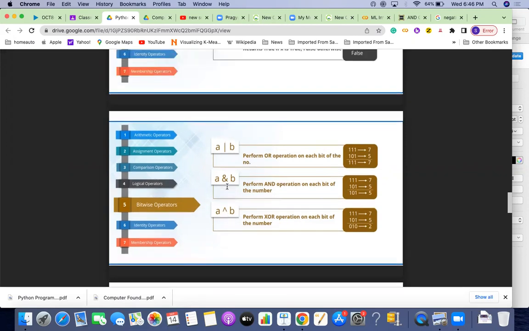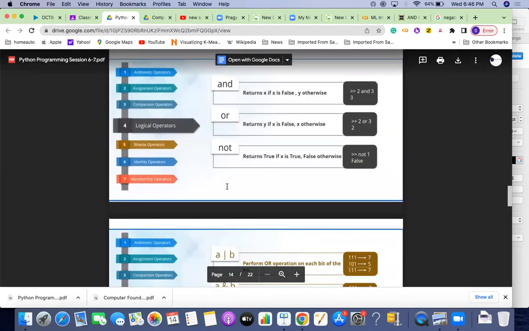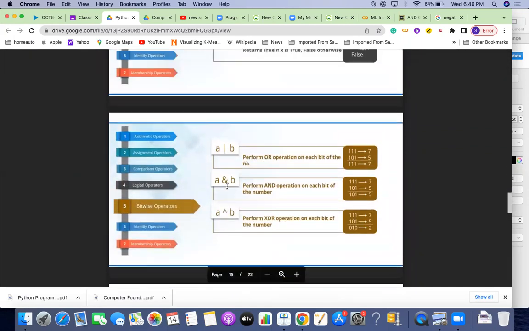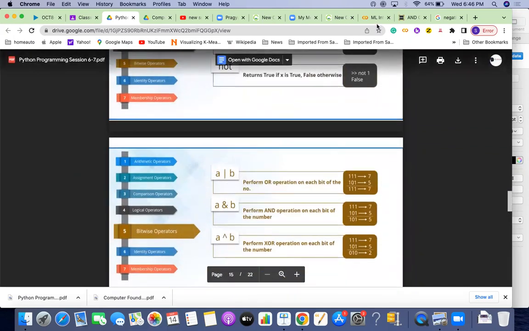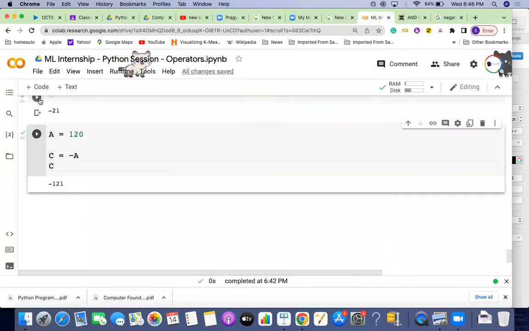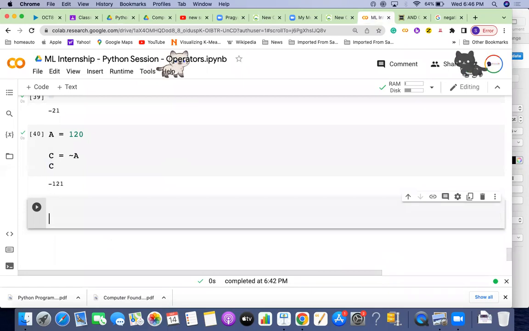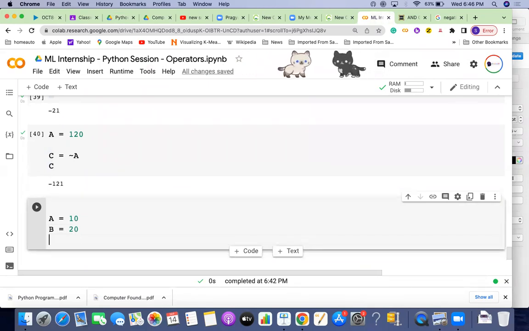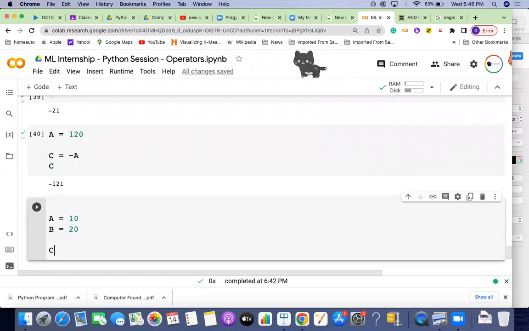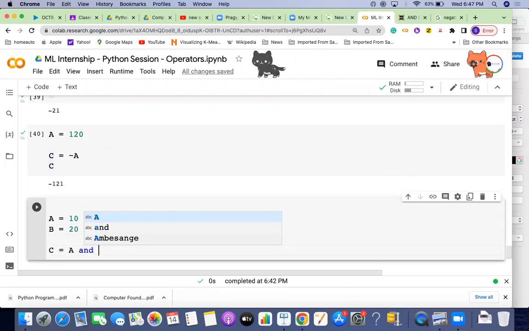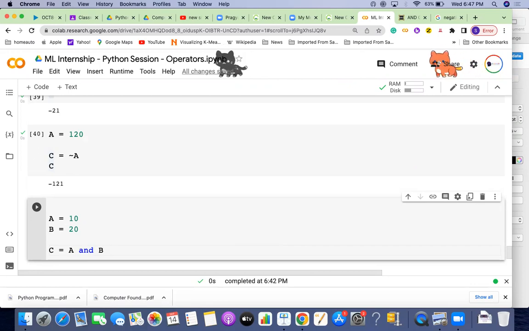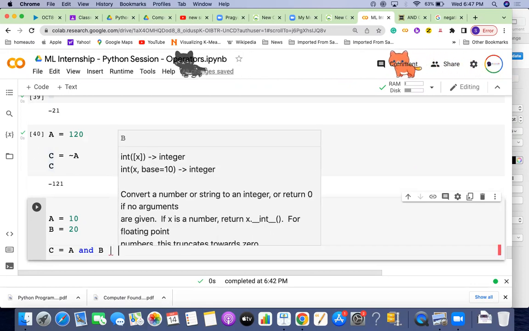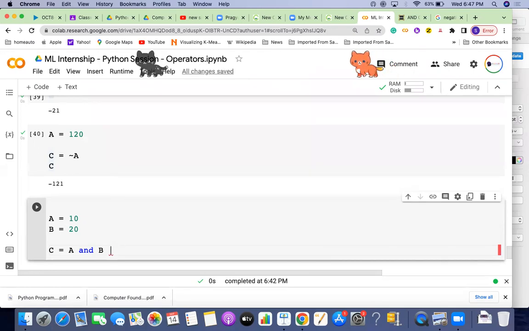No, sir. Okay. One more, the trickiest question they will be asking is a combination of these. Let me do one more, a little more complex. So now if I give something like this, A is equal to 10, B is equal to 20, and C is equal to A and B, or A. So what would be the result?